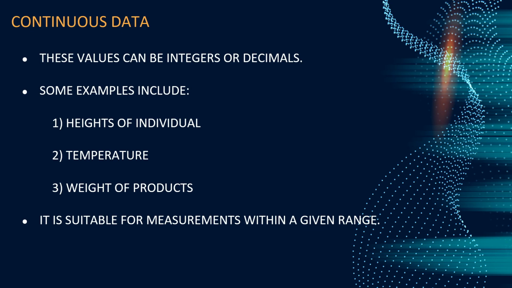Next is weight of products. So the weight of products can vary continuously and include decimal values. So continuous data is suitable for measurements with infinite possibilities within a given range. It is often used in scientific and engineering applications.